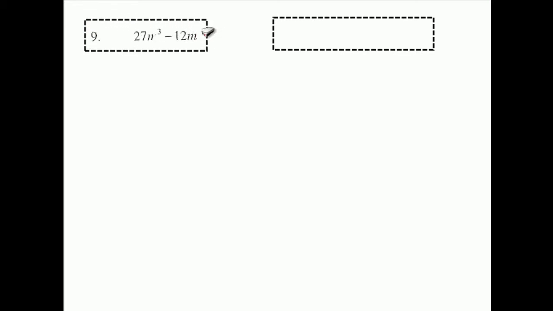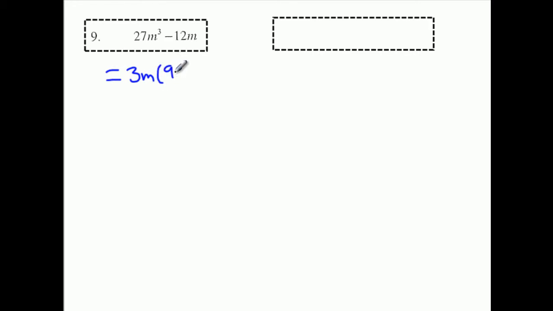A couple more examples from the review package. Number 9, 27m cubed minus 12m. So you can try first, as always, taking out a greatest common factor. Biggest thing you can pull out of here, so you can pull out an m from each of these. And it looks like you can also pull out a 3, because 12 and 27 are divisible by 3.